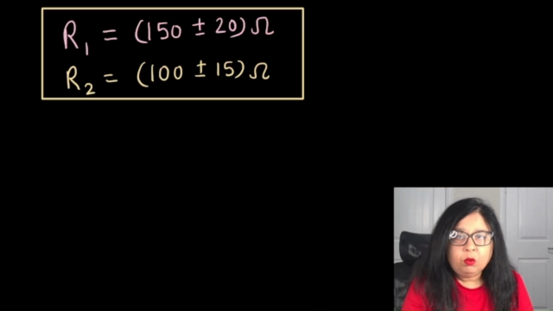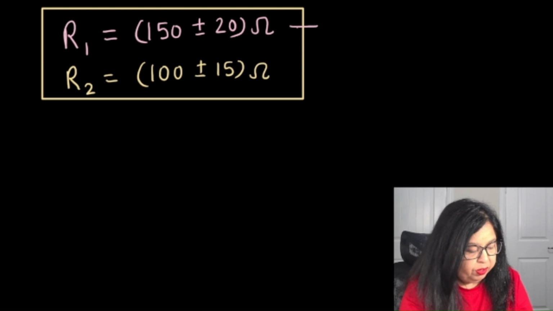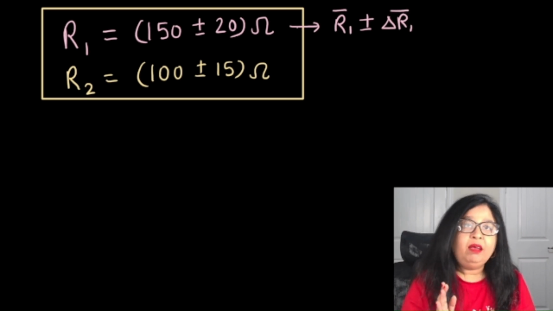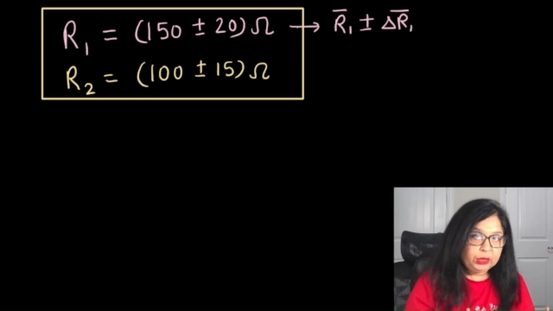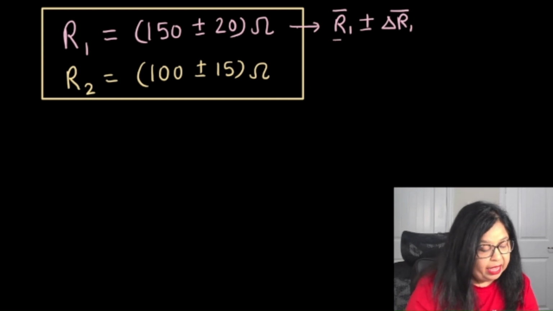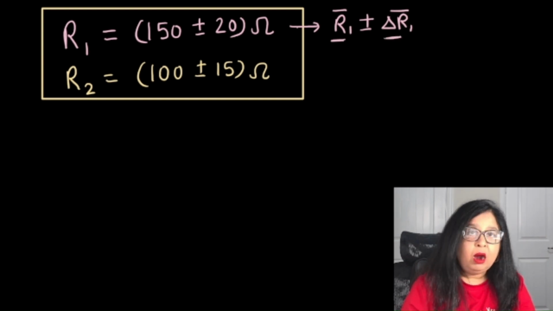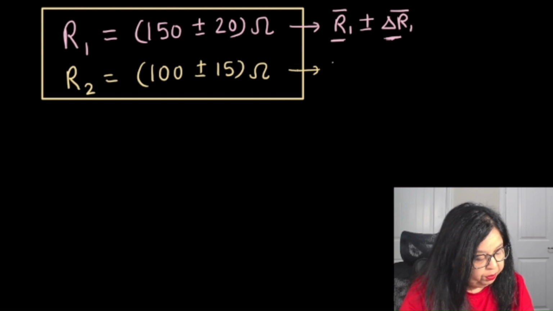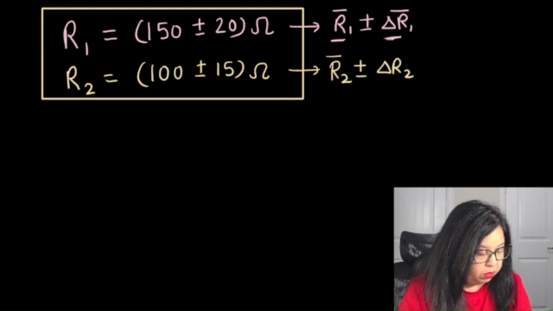Okay, so this is our R1 and R2. We could further write this as R1 bar plus minus delta R1 bar. Now we have used this kind of notation before. Watch some previous lectures and you will see that this is the average value of R1 plus minus the delta R1 bar, the mean absolute error in R1. And likewise, R2 can be written as R2 bar plus minus delta R2 bar.